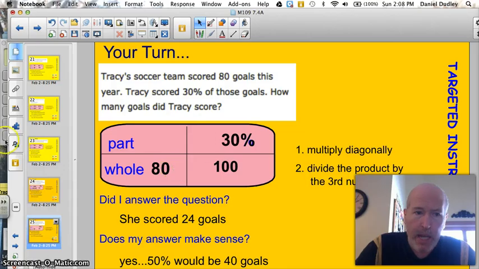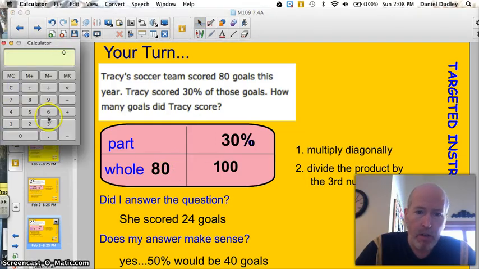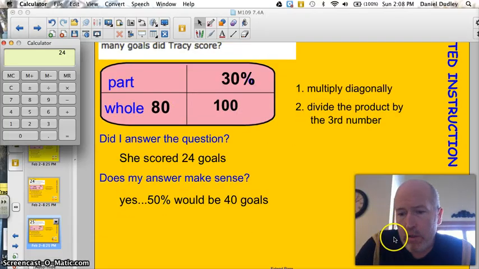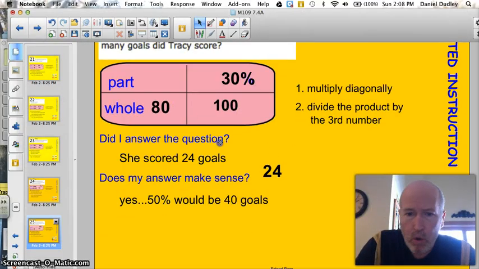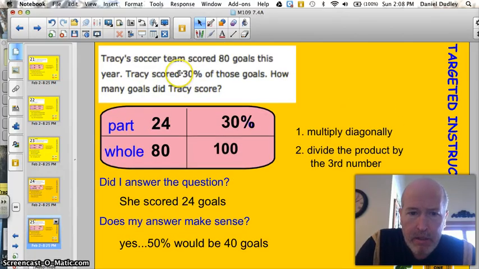So multiply diagonally, get the calculator here, clear it out. So 80 times 30 equals 2,400. And now I have to divide that by 100. And that gives me a total of 24. So I got 24 goals out of 80. And that would be 30%, or 30 out of 100.